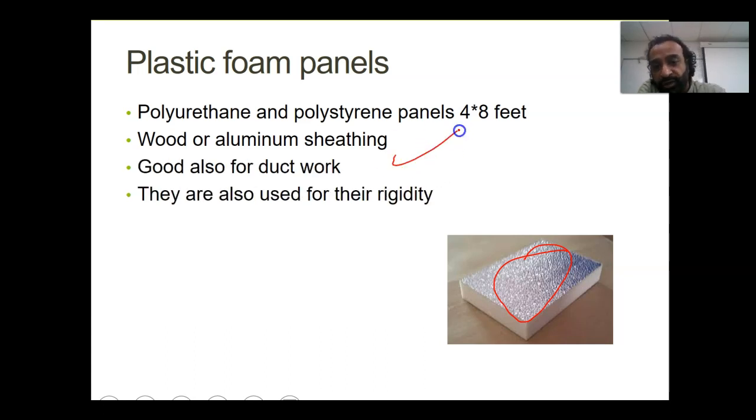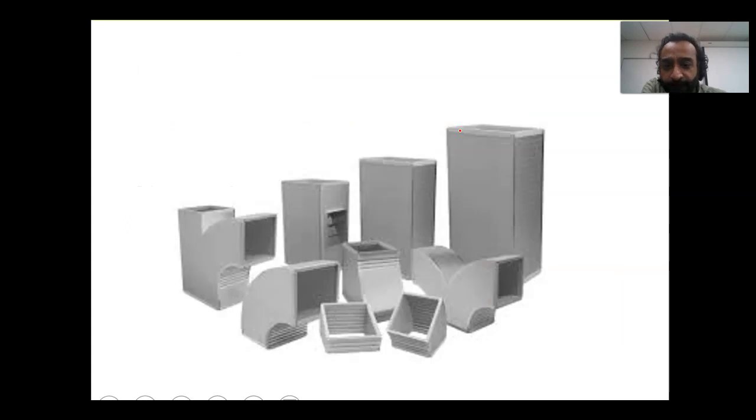They're also used for ductwork, but I haven't seen a lot of those here in New England because they're very good for cooling but not for heating, because over time if we have fuel oil or gas for heating, probably the temperature will be very high and eventually that will deteriorate this material. They have high rigidity, but they are also susceptible to UV. This is what they look like.